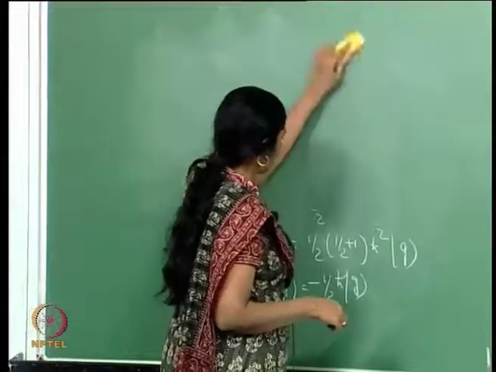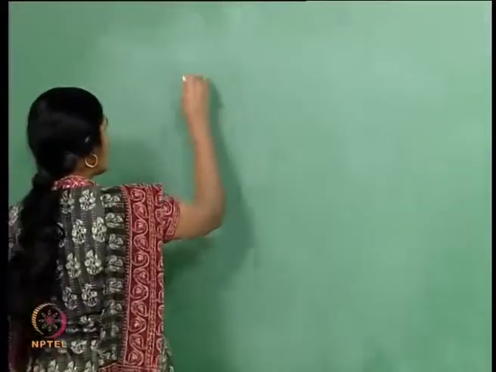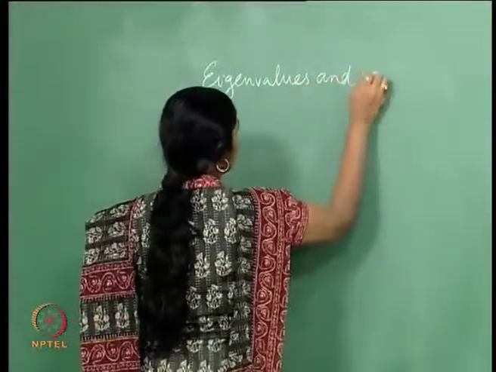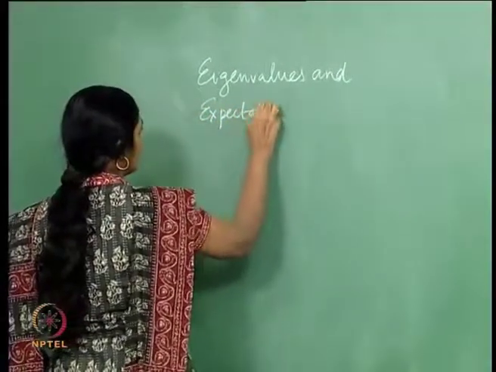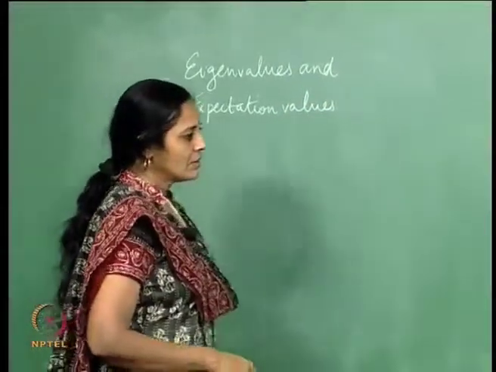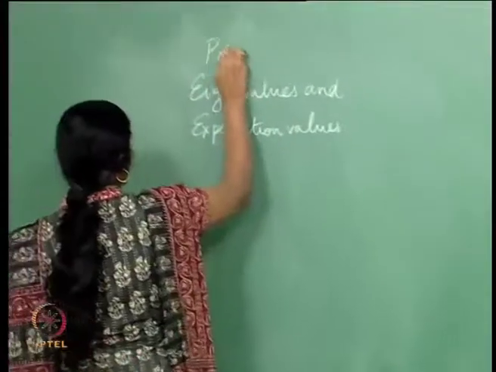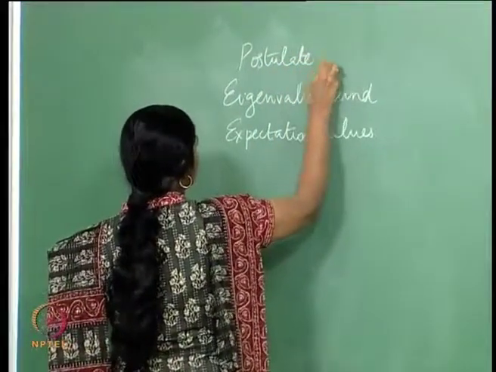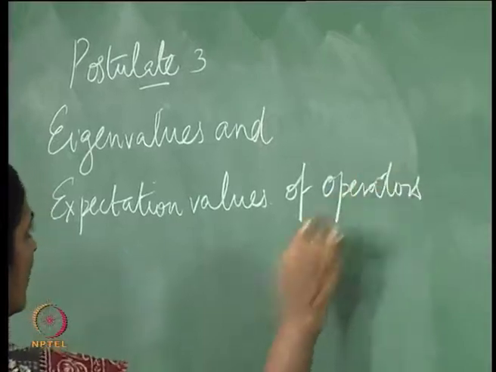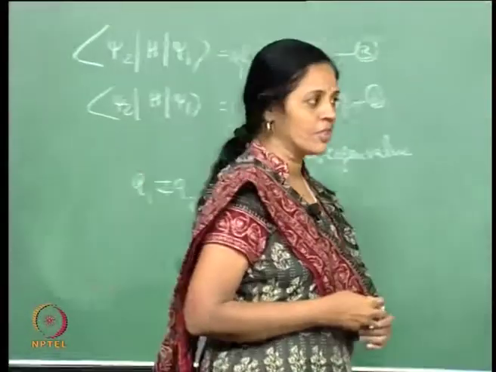The third postulate is a very important and interesting postulate about measurement itself. This has to do with eigenvalues and expectation values of operators. So, the postulate basically tells us this. So, this is postulate 3. It is clear what the eigenvalues are. We have already spoken about the eigenvalues being the measurement outcomes.